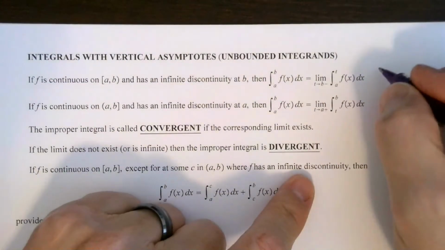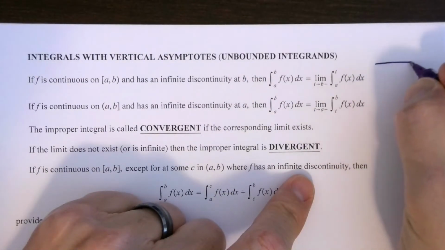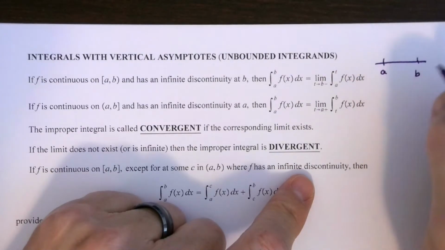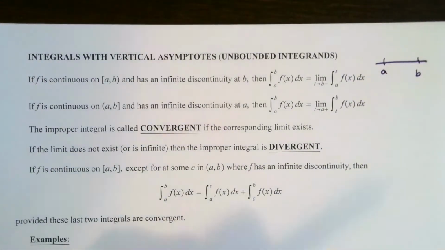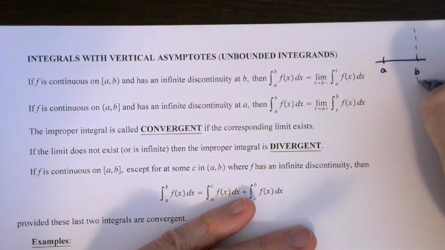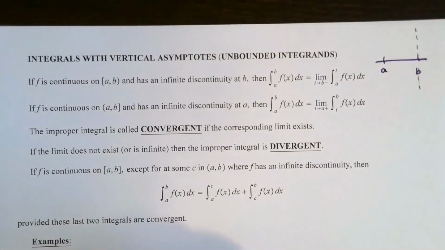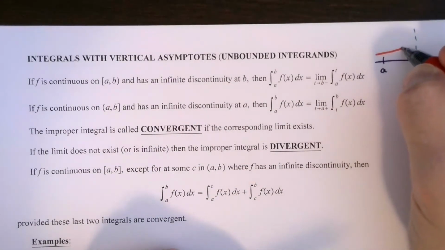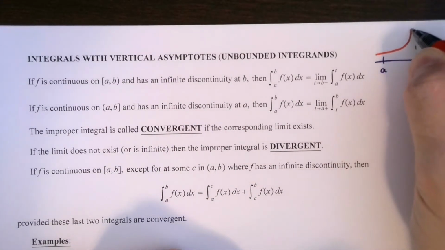So if I was going to draw this function from a to say b, then at b we would have some sort of vertical asymptote. I'm just going to draw a dashed vertical line there at b. And our function may look something like this. In other words, it might be going to positive infinity.